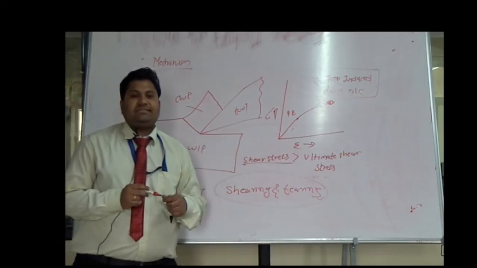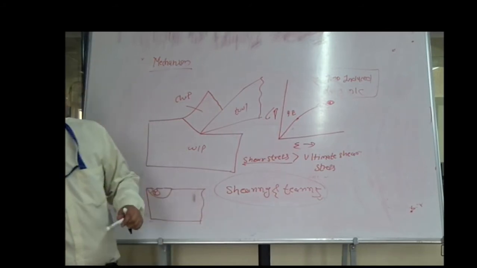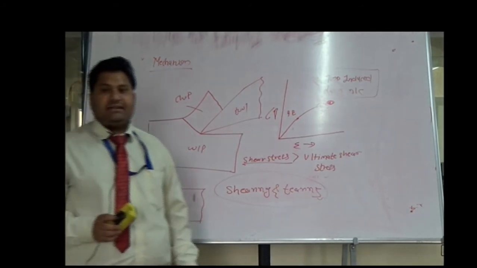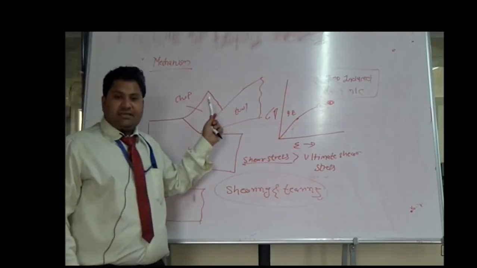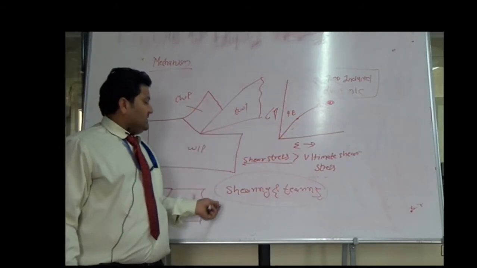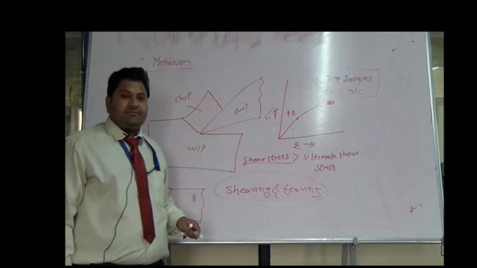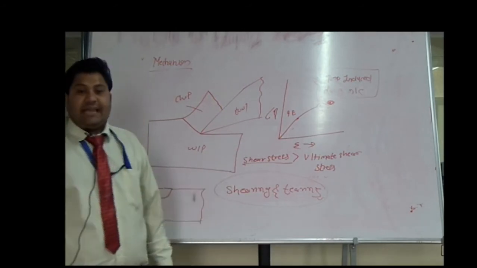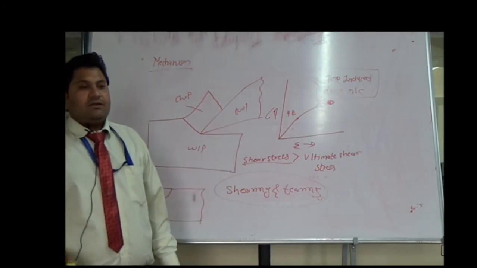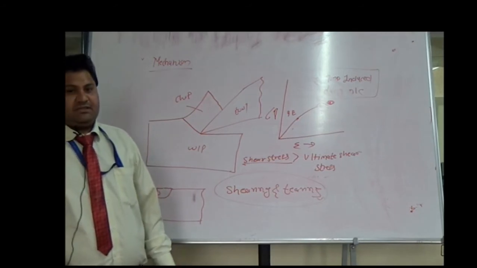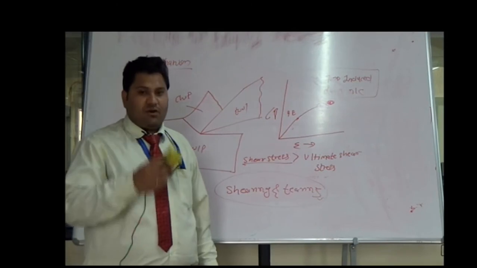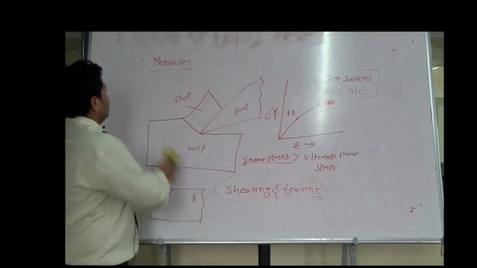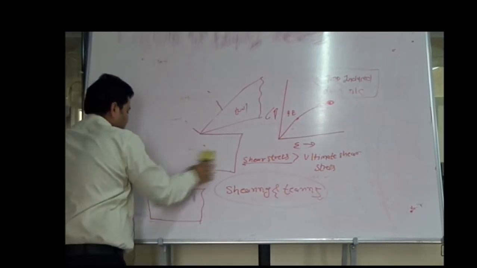Now we have to see, during machining, that there are three basic elements: the workpiece, tool, and chips. The mechanism in which chip formation takes place is the shearing and tearing mechanism. Now we have to see the types of chips: when we do the machining, which types of chips are formed. So now we have to see the types of chips.